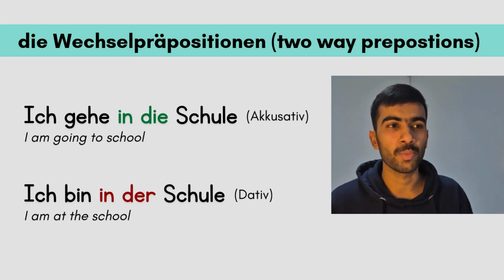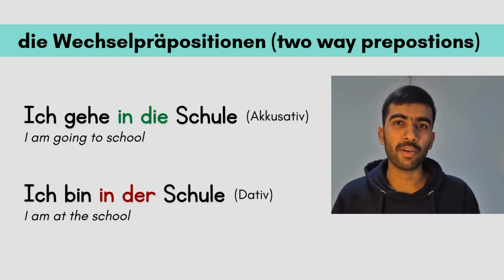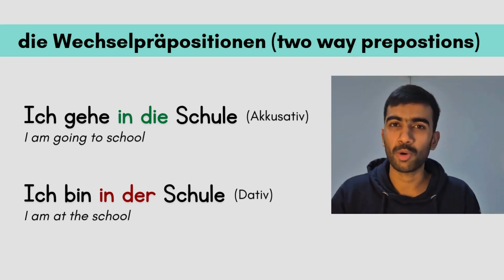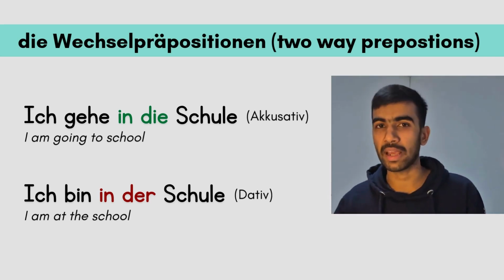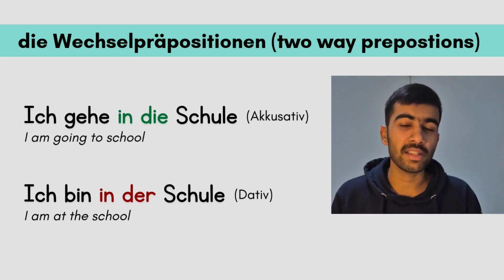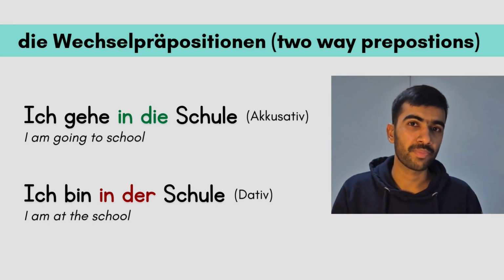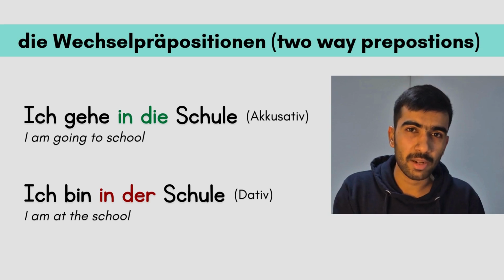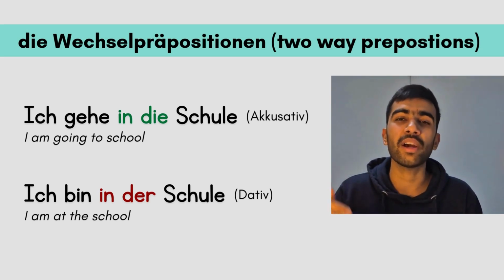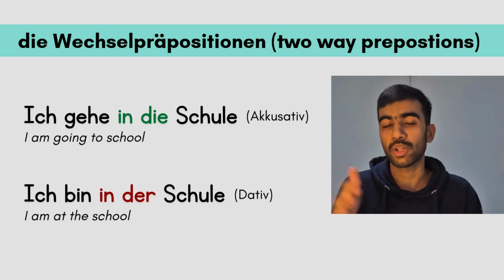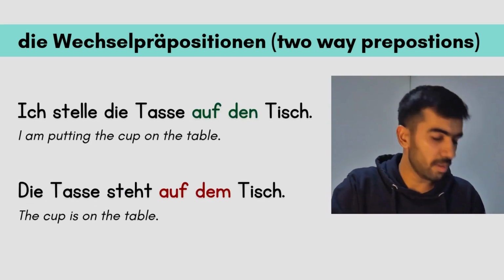So why is it so? Because in the first sentence we have a position change from A to B, or maybe a student or someone is going to the school from somewhere else. And in the next sentence there is no position change. It is indicating a certain position, that means in the school or within the school. So ich bin in der Schule. So it goes with the dative case.